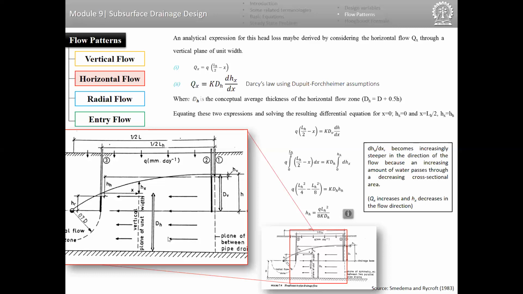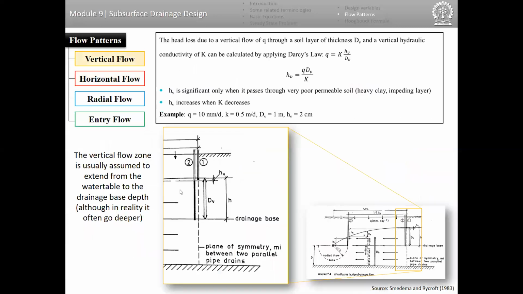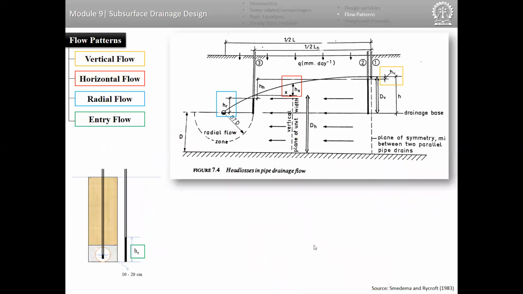From this point to this point, this is D, and this is your total H, and this is H by 2. So D plus H by 2. So this is your D, and the conceptual average thickness can be written as D plus H by 2. Somewhere here you can take that as the conceptual average thickness of the horizontal flow zone.